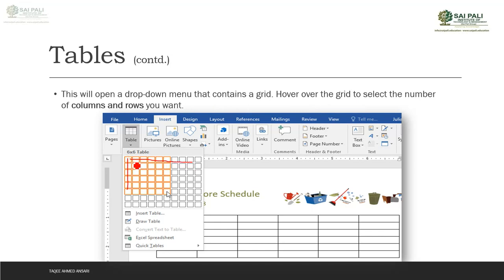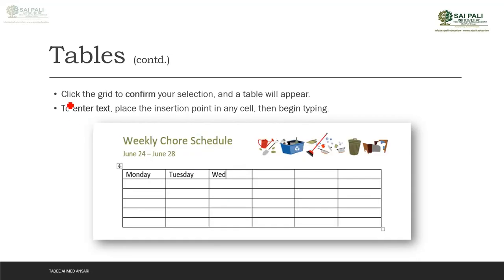So you can hover your mouse around to see how many rows and how many columns you want. It shows there also, and the preview you will also see on the document. And then when you are done with this, click the grid to confirm your selection and the table will appear. Then after that, to enter the text, place the insertion point in any cell and then begin typing.